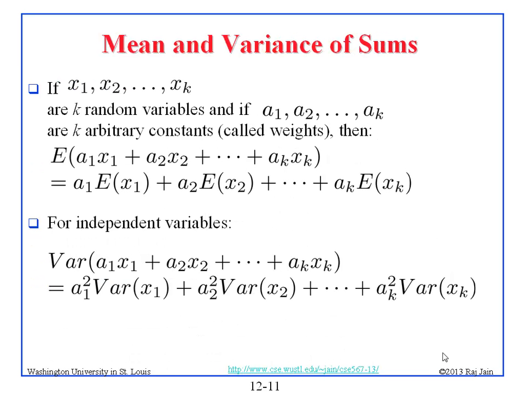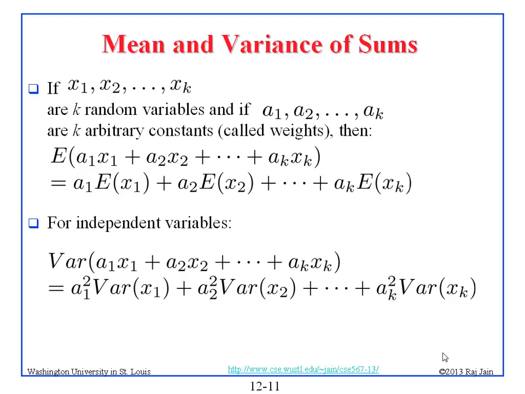Now we go into more than two variables. If we have k variables, x1, x2 through xk, and we take some weights a1 through ak, then the expected value of the sum is equal to the sum of the expected values. The expected value of a1 x1 plus a2 x2 plus ak xk is equal to a1 times the expected value of x1 plus a2 times the expected value of x2, and so on and so forth. This is always true, regardless of dependence.